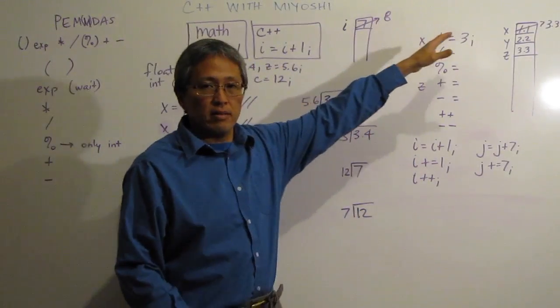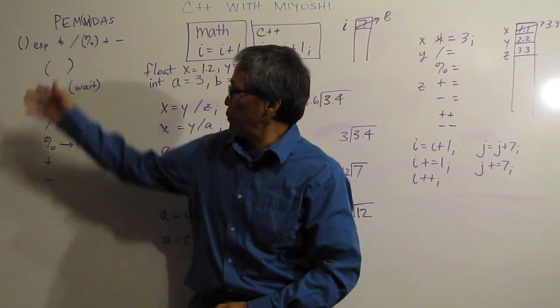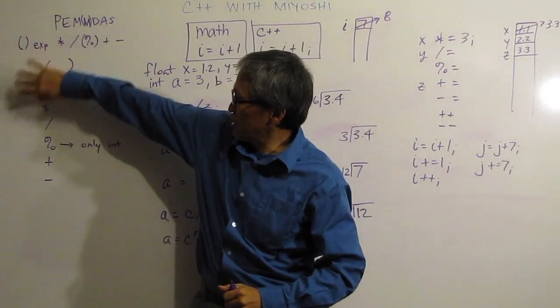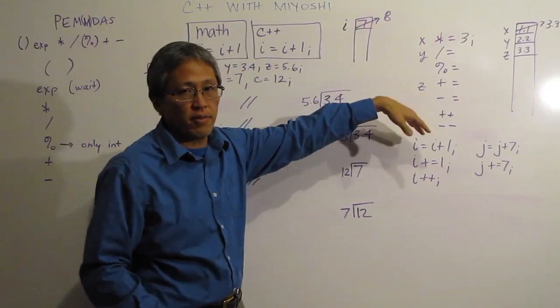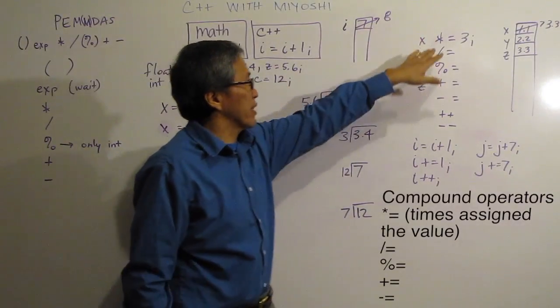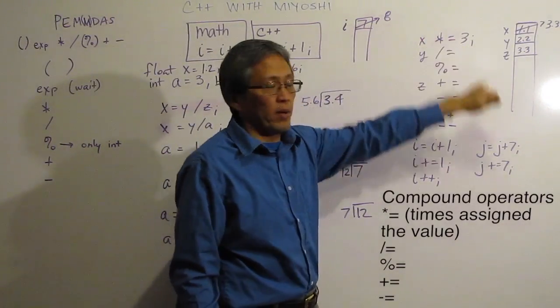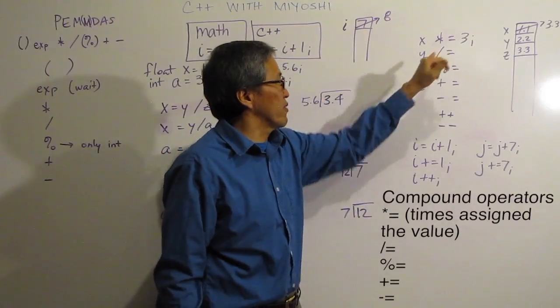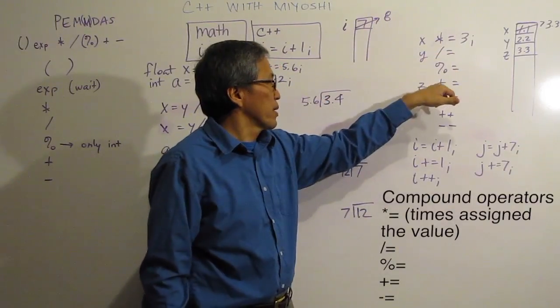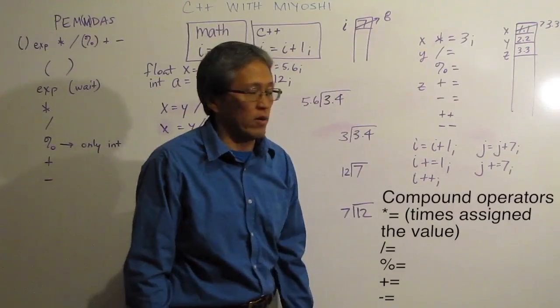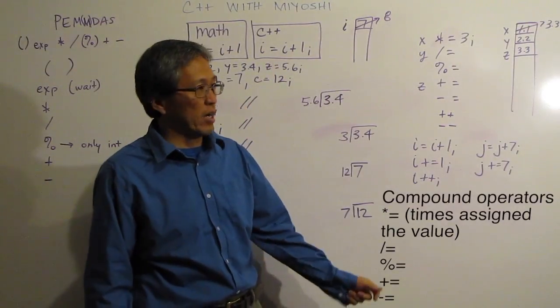We have some other operators. These are called operators, except for these guys there. We also have these things called compound operators. And the compound operators are things like multiply, assign the value, divide, assign the value, modulus, assign the value, plus assign the value, minus assign the value. And those guys are compound operators.